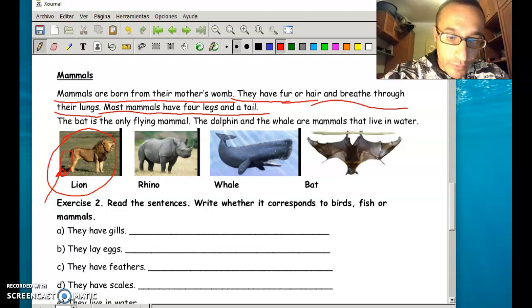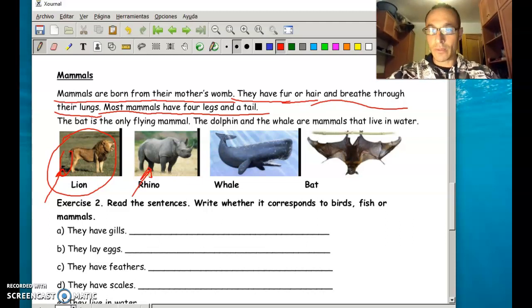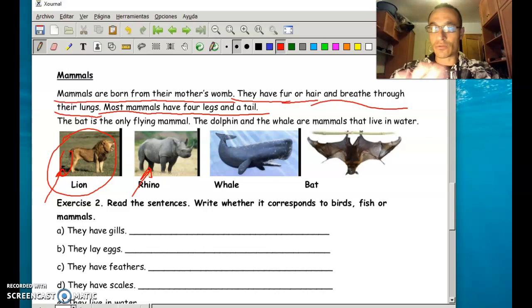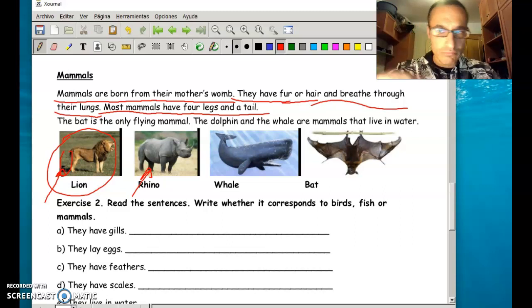It happens the same with the rhino. If you look at the rhino, it has 4 legs, and it's got a tail as well. It doesn't have as much fur as the lion. The lion is more hairy. It's got more fur, right? The rhino doesn't have as much, but it's a mammal as well. I think rhinos have a bit of fur somewhere, but I'm not sure.